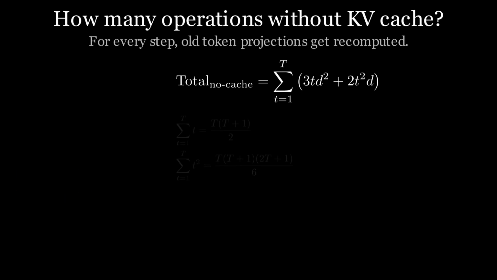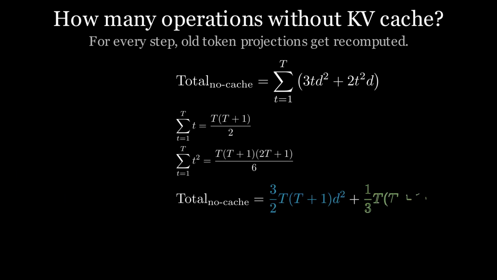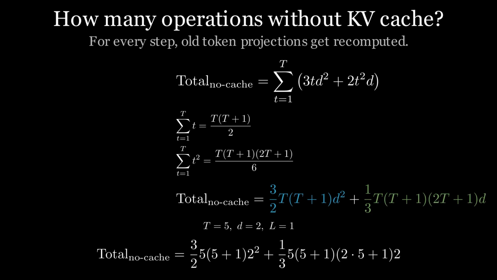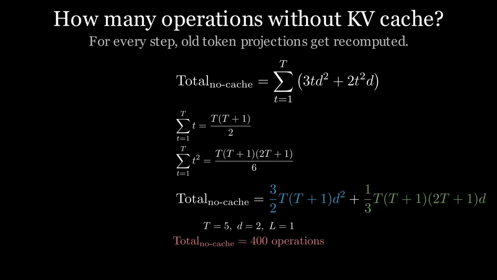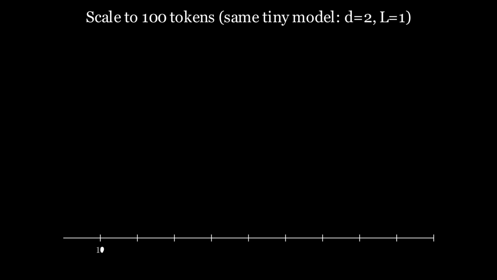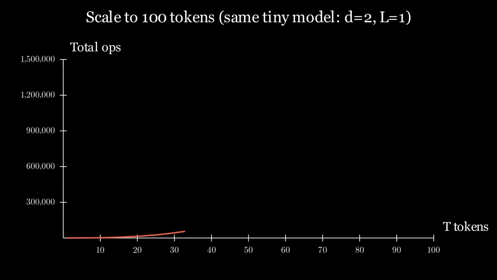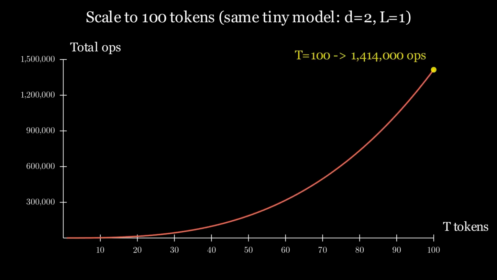Now with the help of a little bit of mathematics, we can get an equation to compute the number of operations. Let's put the values here to see how many operations we need to generate these 5 tokens, which will be 400 operations, and since we have only one layer, it won't increase further. So the big O notation for this will be O of t cubed d. If we scale up the number of tokens to 100 with the same model architecture, then the number of operations would start to increase exponentially.